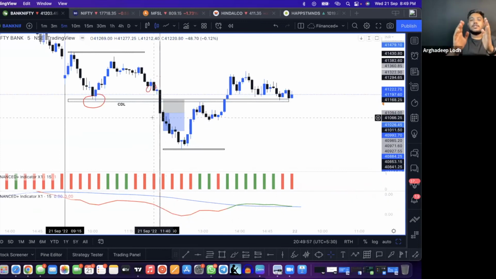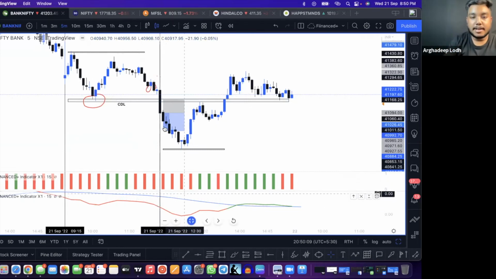Criteria 1, the price gave proper breakout with a proper bearish engulfing candle. Criteria 1, tick. Criteria 2, red bar, tick. Criteria 3, red line, tick. See, target here. Now, one thing I absolutely forgot to tell you guys.